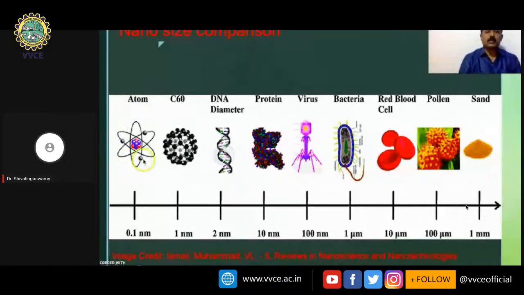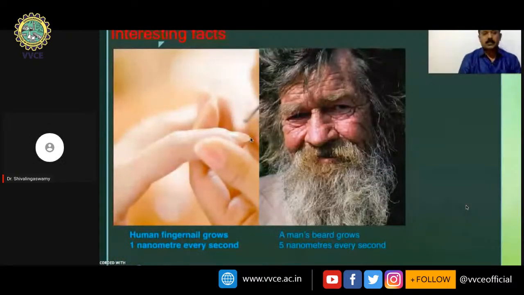Atom is about an angstrom, that is about 10 power minus 10 meter. And if you consider sand grains, they will be of the order of 1 millimeter. The nano world is between 1 nanometer to 100 nanometer. Carbon 60 fullerenes, DNA that is present in the biological systems, proteins, viruses, all these fall under the category of nano dimension. These are some interesting facts. The human fingernail grows about 1 nanometer every second, and a man's beard grows 5 nanometer every second. That gives an idea of what is nano.